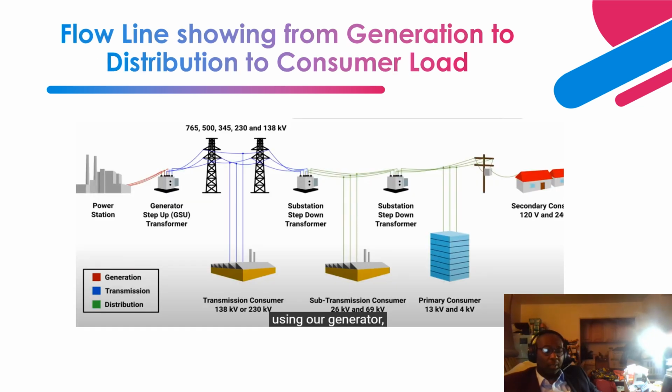Now, let's walk through a flow line or schematic that shows all the processes associated with power generation through the transmission level, sub-transmission level, to the distribution level, all the way to the customer, the load end. So we have a power station here, and I went through the different power generation sources that we can have. Let me refresh your memory on that.